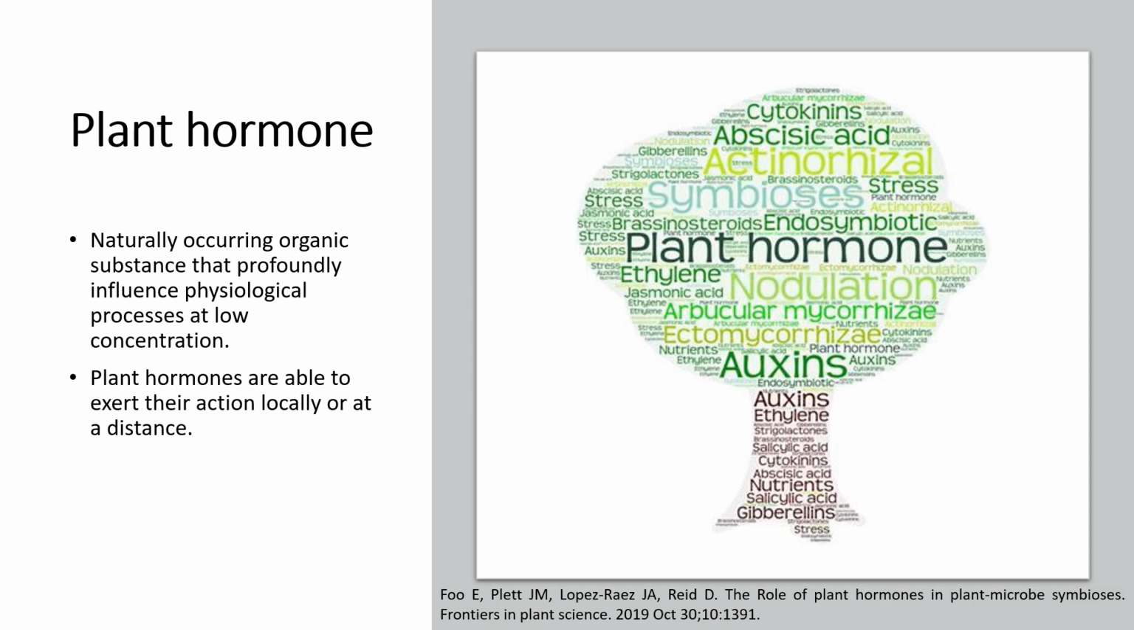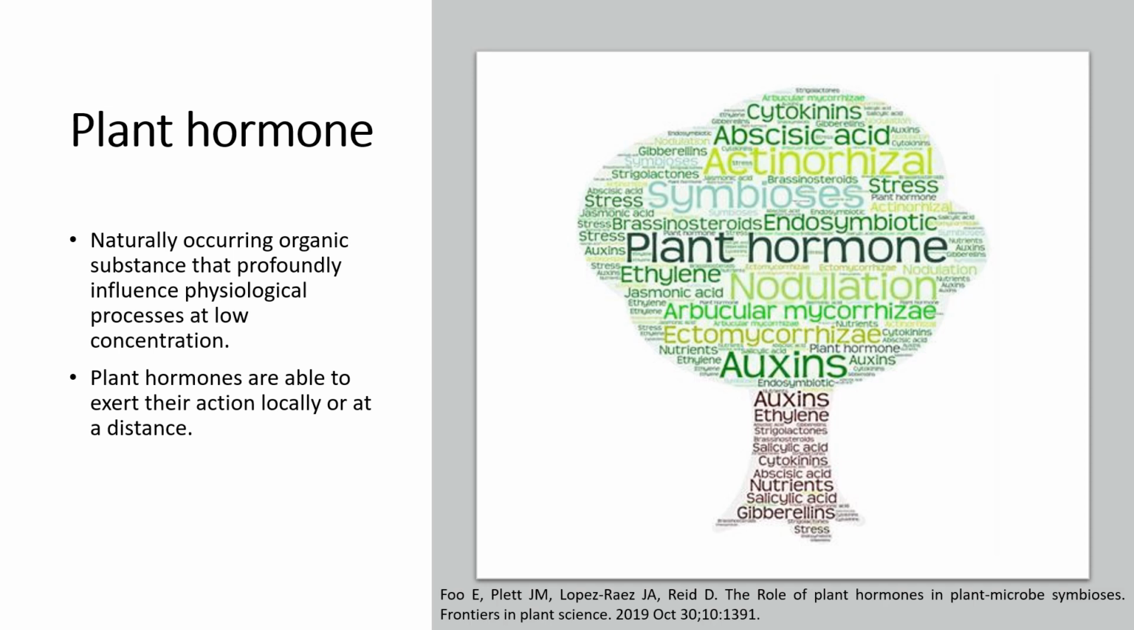According to the standard definition, plant hormones are small organic compounds which are synthesized by specific plant cells or tissues, that are active in low concentration, and they promote or inhibit the growth and developmental processes of a plant. So this is the standard definition of a plant hormone.